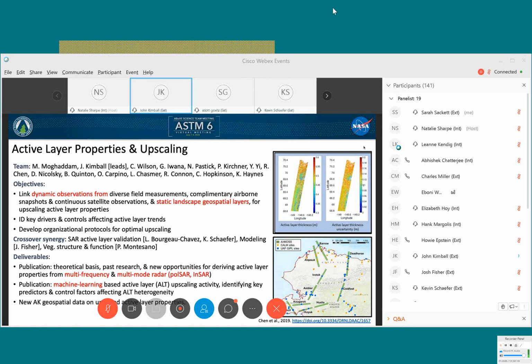time and space upscaling of active layer properties, and then using the results of that upscaling process and the regression trees to identify, empirically anyways, the key predictors and control factors as a means for informing more process-oriented models in terms of potential missing processes or linkages that are not represented in those other model types. And then new geospatial data from that random forest upscaling approach that would have active layer properties associated with it. And that would be a data product that will be put out to the ORNL DAC.